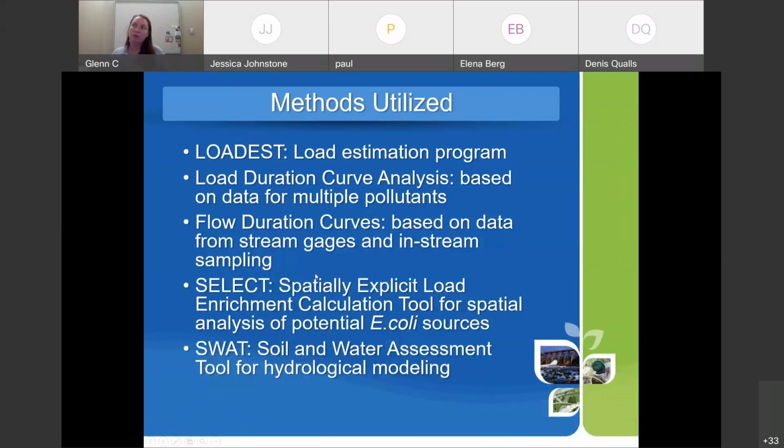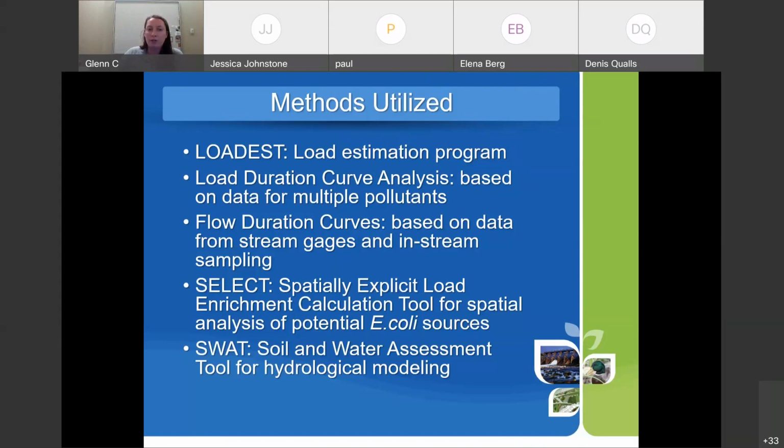All right, so the methods that we utilize, and this is in the modeling report for you to dive into detail on. We use LOADEST, which is a load estimation program. Backing up, how did we get all this data? We did routine and flow bias water quality sampling. We then used load duration curve analysis, based on the collected data for those multiple pollutants. In building those load duration curves, we also had to build flow duration curves, and these were based on the data from the stream gauges and in-stream sampling.